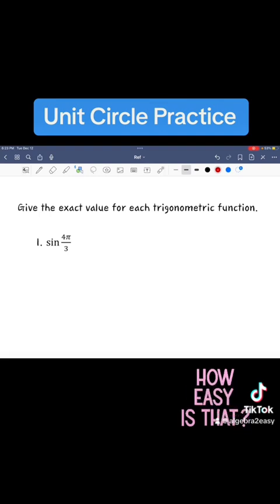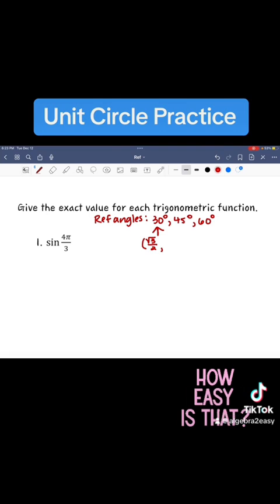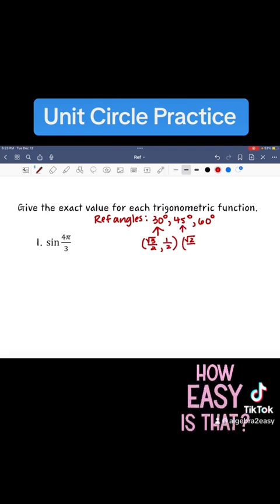We also talked about reference angles last week. And remember, those reference angles in our unit circle were 30 degrees, 60 degrees, and then also 45 degrees. For 30 degrees, your ordered pair was radical 3 over 2, and then also 1/2. For 45 degrees, your ordered pair was radical 2 over 2 and radical 2 over 2. For 60 degrees, your ordered pair was 1/2, radical 3 over 2.